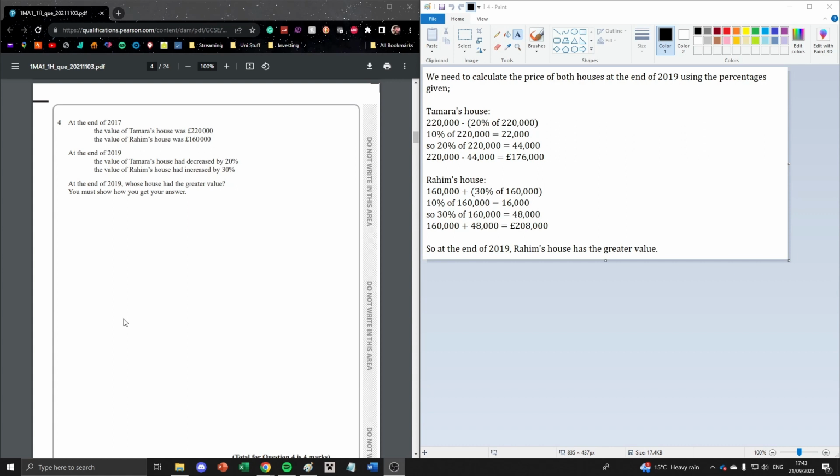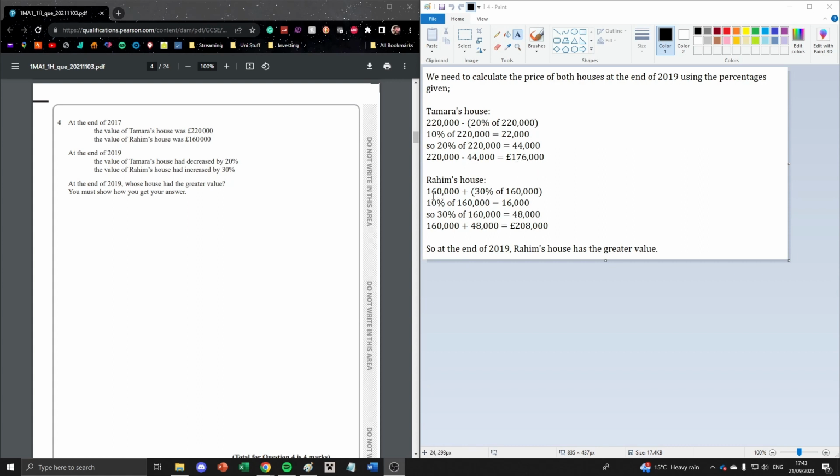So we need to calculate the prices of both houses at the end of 2019, and we're going to use, obviously, the percentages we're given. So Tamara's house is going to be worth £220,000. That's the value in 2017. Subtract 20% of £220,000. So we can say that obviously quite easily 10% of 220,000 is 22,000, and so 20% of it will just be twice as much, so 44,000. So Tamara's house value will be 220,000, subtract 44,000, which is £176,000.